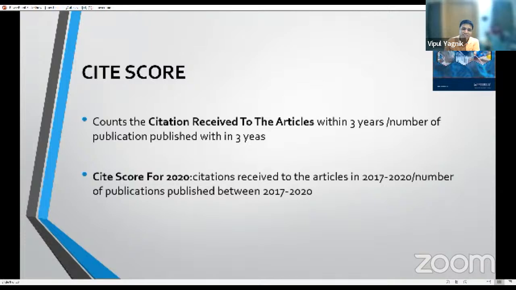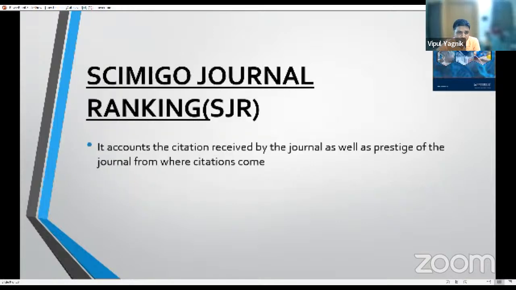Another parameter is CiteScore. CiteScore is given by Scopus. The main difference between CiteScore and impact factor is that CiteScore is based on 3 years of articles. So it counts the citations received within 3 years, and that is divided by the total number of articles published within those 3 years.